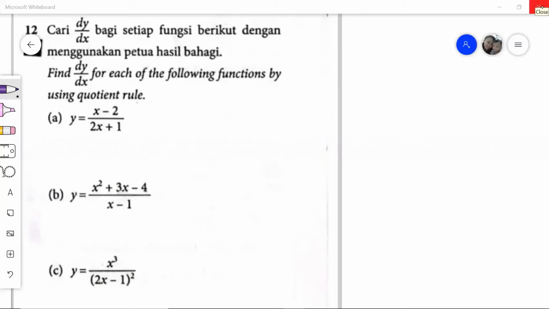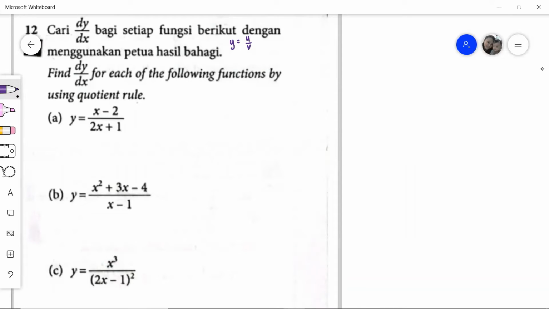Hi everyone, this is question number 12 in chapter 2. We need to find the differentiation for each of the following functions by using the quotient rule. It's just like the product rule. The quotient rule can be used when y is written in the form of u over v, whereby u and v are functions in x.